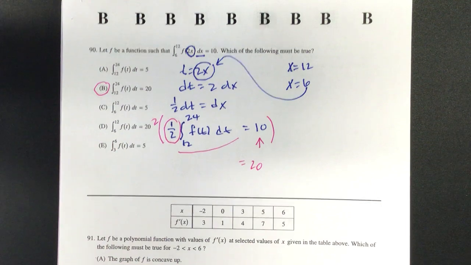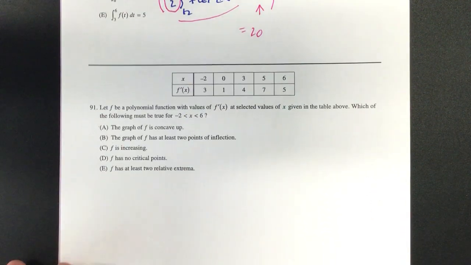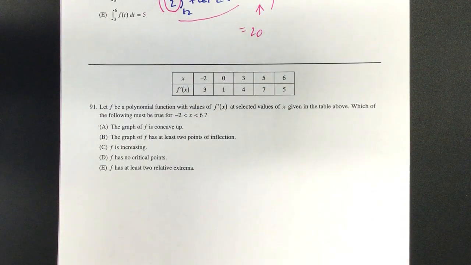Okay, 91. Let's read that one. Let f be a polynomial function with values of f prime of x at selected values of x given in the table above. Which of the following must be true for negative 2 less than x less than 6? When I get to a question like this, I'm going to automatically go to the answer choices. We're looking at concavity, point of inflection, which is also concavity, increasing, critical points, and so on. So we have to go all the way to the second derivative.